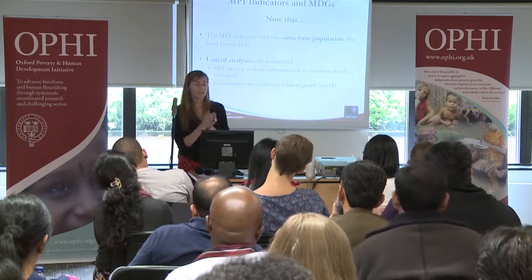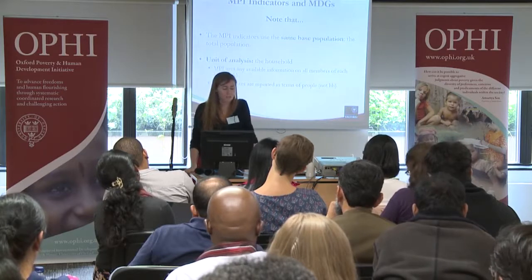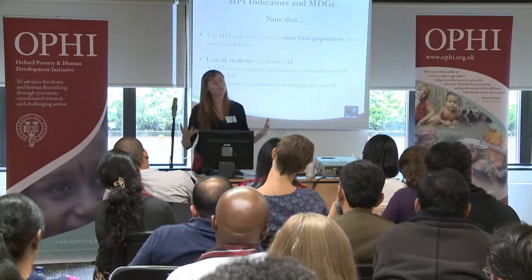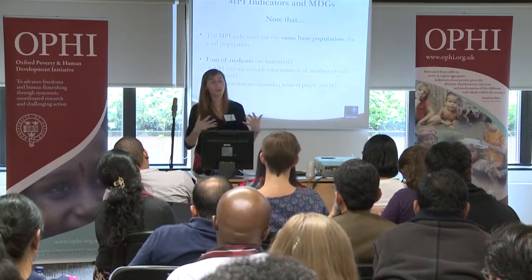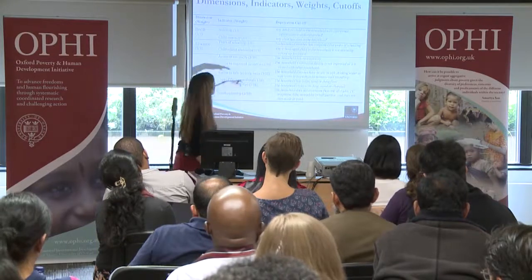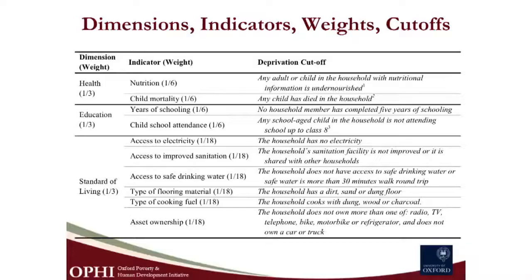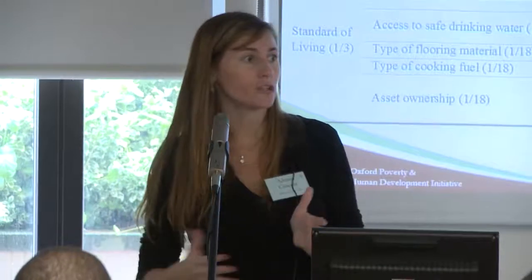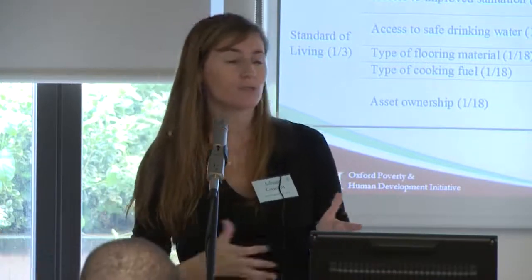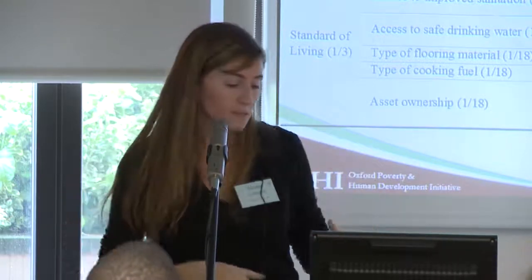So, back when the MPI was initially developed, it was decided that the unit of analysis would be the household. That's why if we go back to the table of the indicators, you can see that all these indicators are considered at the household level. So it's about whether no one in the household has completed 5 years of education, or if any household member is undernourished, if any child is not attending school. So we are always taking it to the household level. That's the unit of analysis.